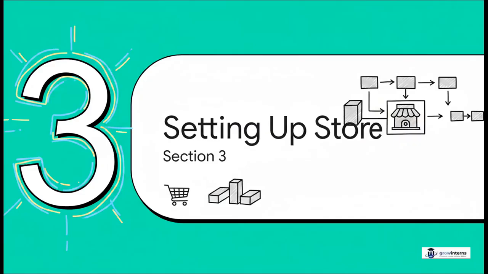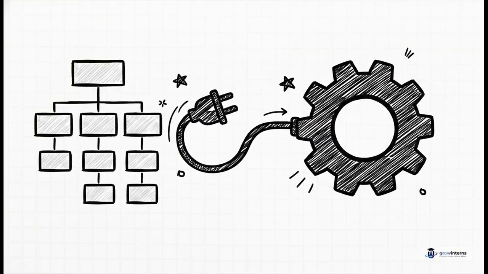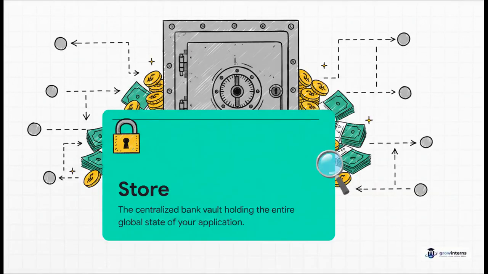Section 3, setting up the store. Time to transition from theory to practice and get into the setup phase of our Redux architecture. Step 1 is setting up your React application for Redux integration. Basically, this involves some initial boilerplate and configuration to get your modern React app ready to accept Redux. We bring in the Redux library and bind it to our React component tree so the two can talk to each other smoothly.